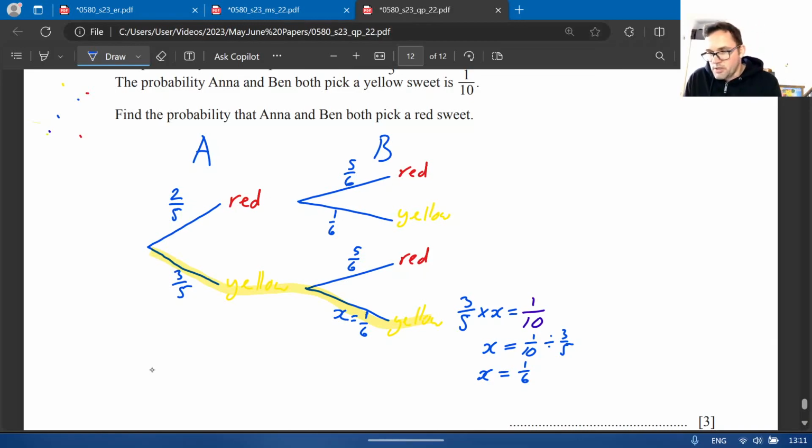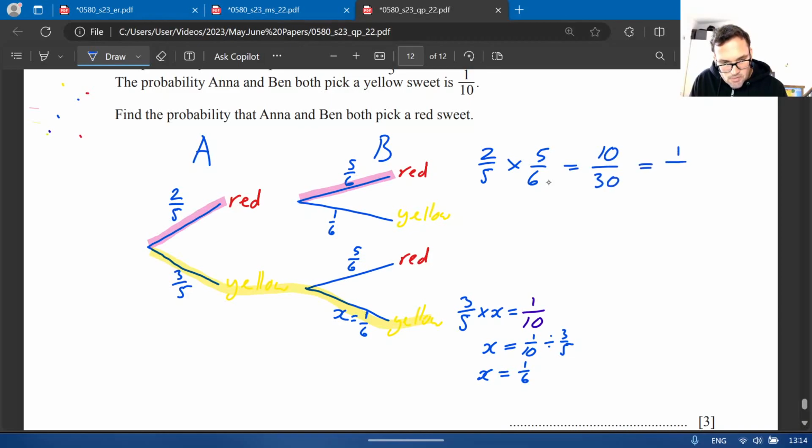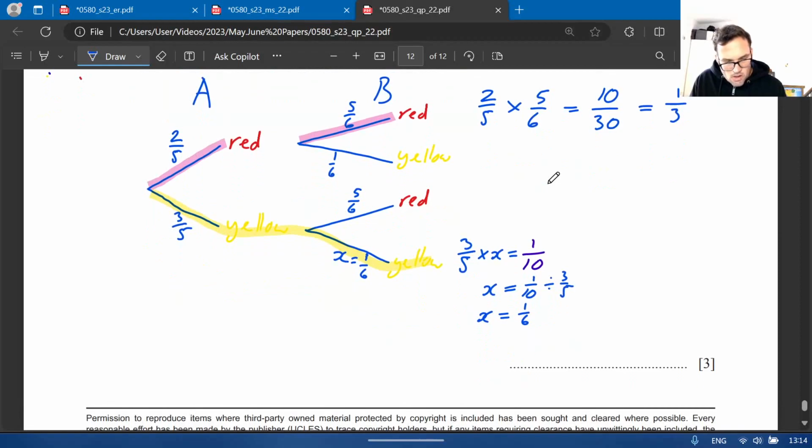Now, what is the question? The question says, find the probability that Anna and Ben both pick a red sweet. So it means Anna needs to pick a red one, Ben needs to pick a red one. So, moving across, 2/5 times 5/6. 2 times 5 being 10, 5 times 6 being 30. Simplify that to 1/3. 1/3 is the probability they both pick a red one.